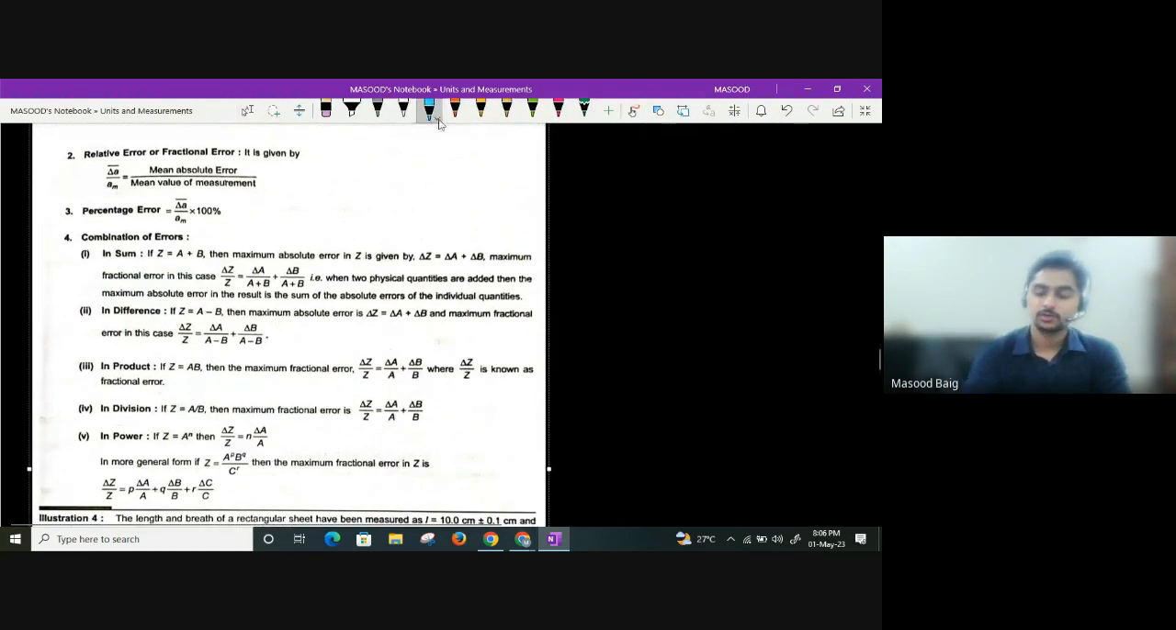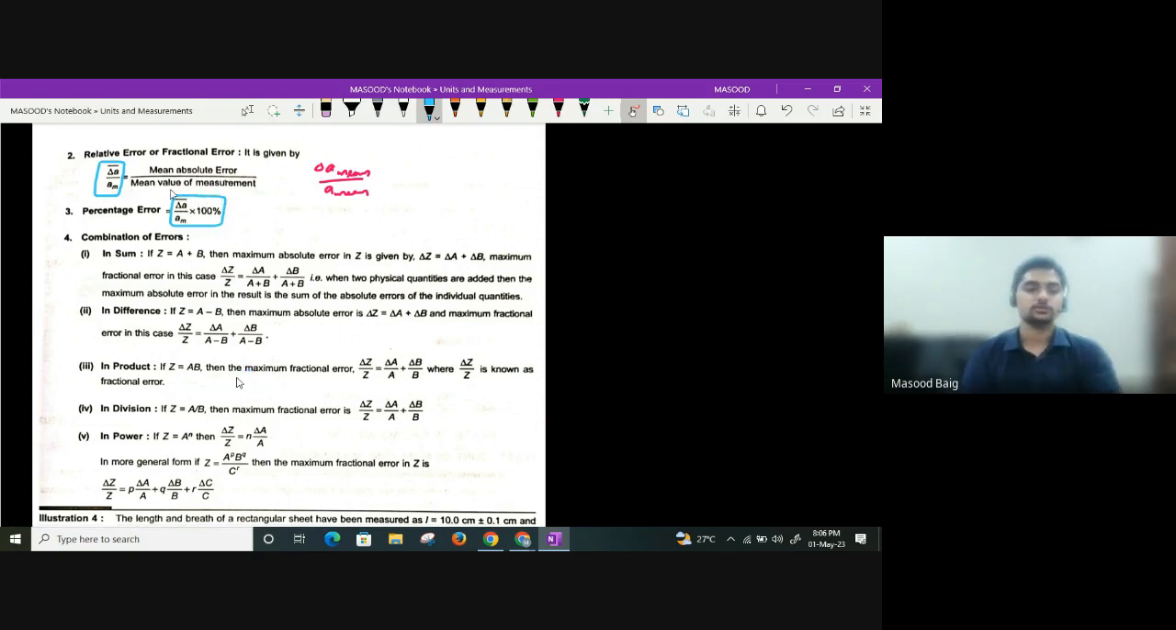Then we have something called relative error. What is relative error given as? It is the ratio of mean absolute error to the mean value, guys. And what is percentage error? Whenever we find the percentage of relative error, that will be called your percentage error.